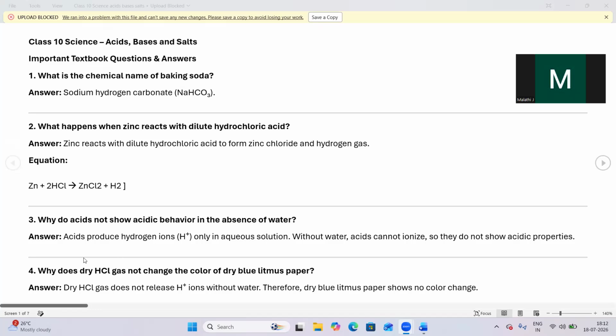Then fourth one, why does dry HCl gas not change the color of dry blue litmus paper? It is the same thing. HCl gas does not release H plus ions without water. When you dilute acid with water, then only it will liberate H plus ions. Therefore, dry litmus paper does not show a change in color.